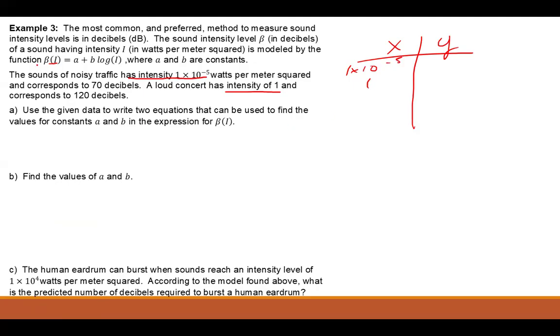Your output variable is going to be your beta. Your beta is your decibels. So we have 70 decibels, and we have 120 that corresponds to the previously mentioned intensities. So we have 70 and 120. Those are your two values to start your regression model with. Okay. Now it wants you to set up those two equations.